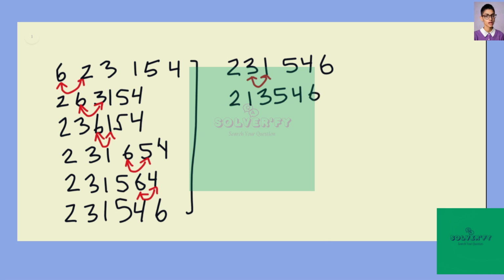Okay, then we'll start at the third index here, and is 3 less than 5? Well, the answer is yes. Okay, so then we'll move on to the fourth index. Is 5 less than 4? Nope. So we will switch them. Okay, and that's going to give us 2, 1, 3, 4, 5, 6. And so then we would ask ourselves, well, is 5 less than 6? Yes. Okay, so then we move on to our third pass here.